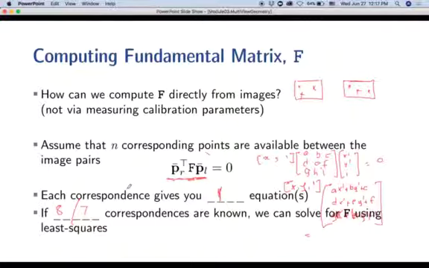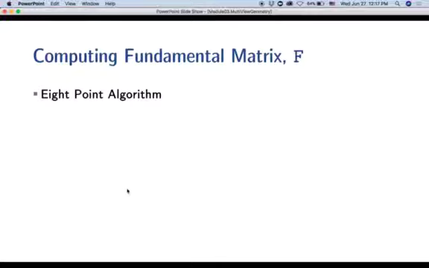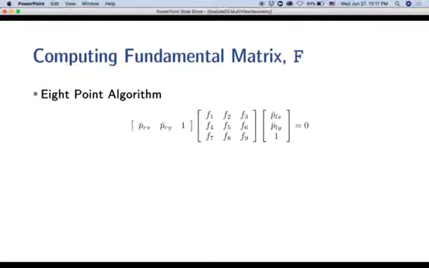Okay. So we will only cover the 8-point algorithm because it's simpler. Let's look at the 8-point algorithm. This is the algorithm now to compute the fundamental matrix. What is the input here? The input is a set of points in the left image and the right image, and this is what my constraint is.